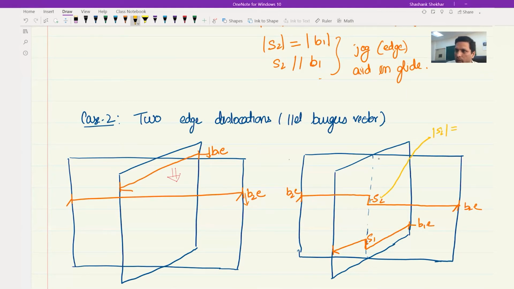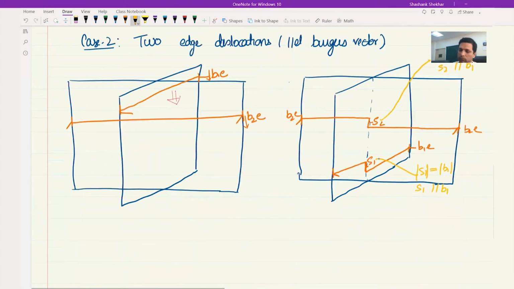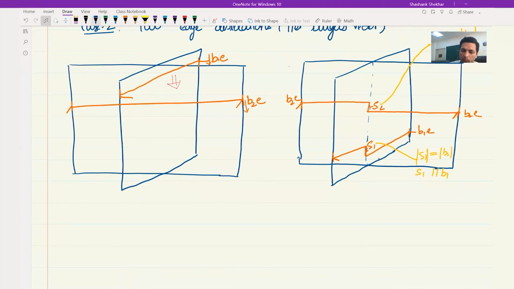S2, of course, the magnitude is equal to B1 and S2 is parallel to B1. On the other hand, S1's magnitude is equal to B2 and S1 is parallel to B2. And as you can see, both of them are kinks. It is in the same plane, so both of them are kinks. S1 and S2 are kinks.